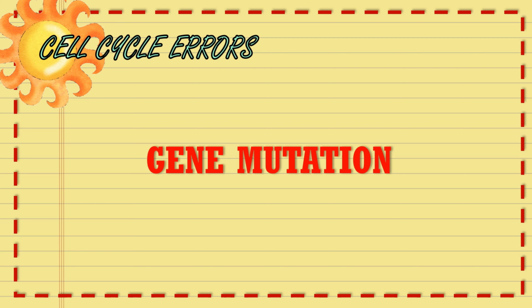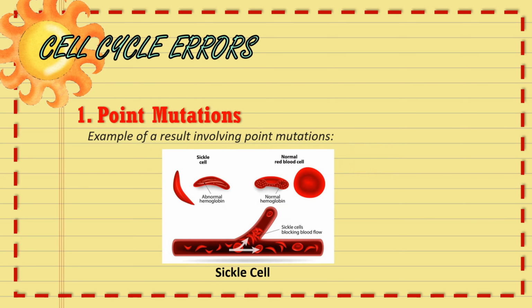Up next is gene mutation. In chromosomal mutation, the affected part is the chromosome, but in gene mutation, the affected part is the sequencing of the nucleotides. We have first point mutation.